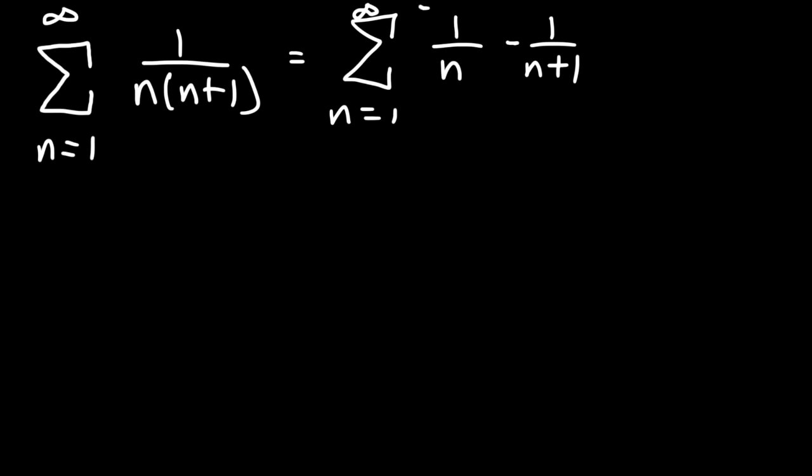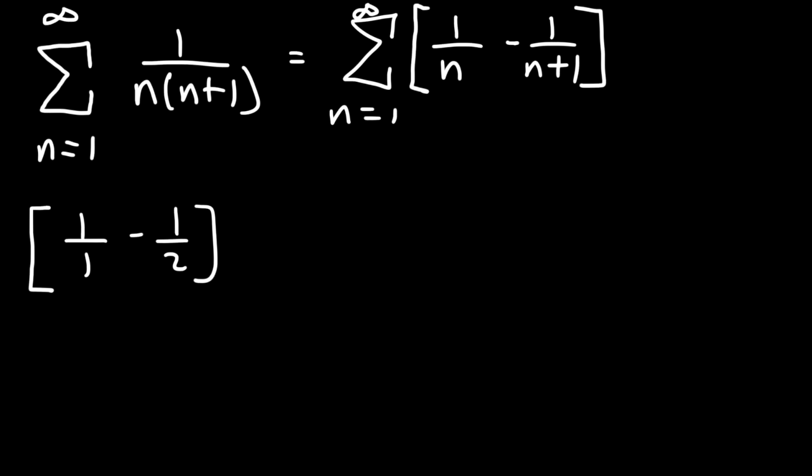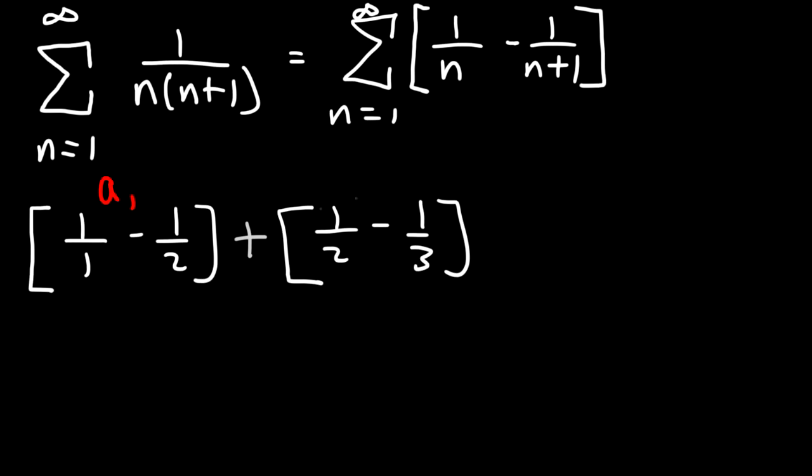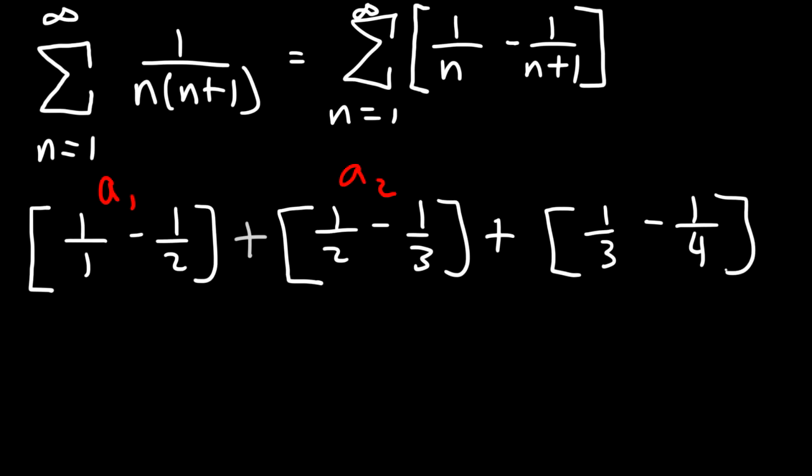So now this looks like a telescoping series. Let's begin by listing out the terms. When n is 1, the first term is going to be 1 over 1 minus 1 over 2, and that's a sub 1. Now let's find the second term, a sub 2. It's going to be 1 over 2 minus 1 over 3. And then let's move on to the third term. Plug in 3 into this expression. This is going to be 1 over 3, and 3 plus 1 is 4, so that's going to be minus 1 over 4.